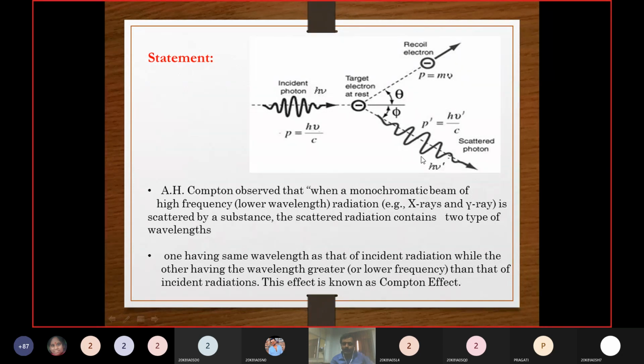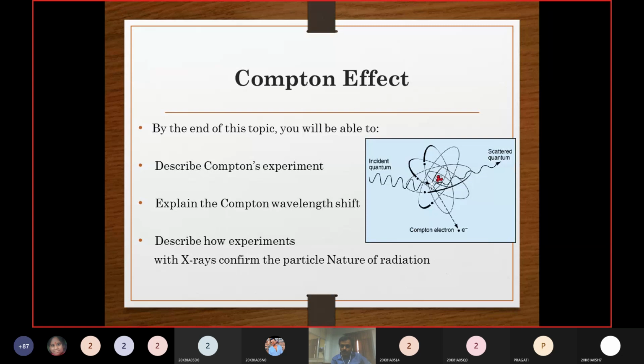See here, this is the substance. In that substance there are many atoms, with a nucleus inside and electrons outside. Many photons are incident here, and only some photons are scattered and their energy becomes less. Some photons come out easily, which means some photons' energy does not change.